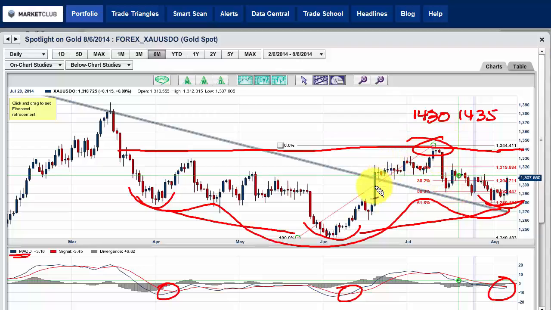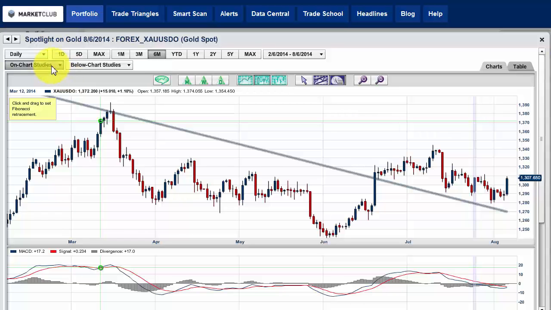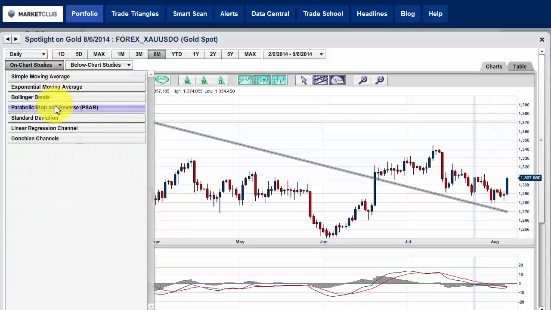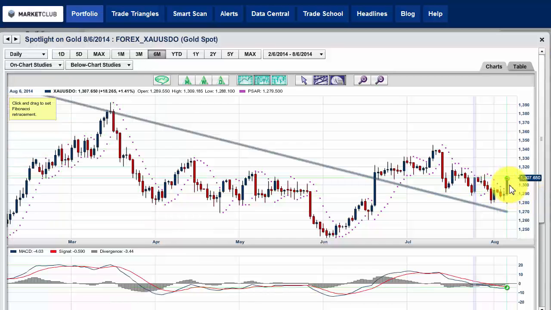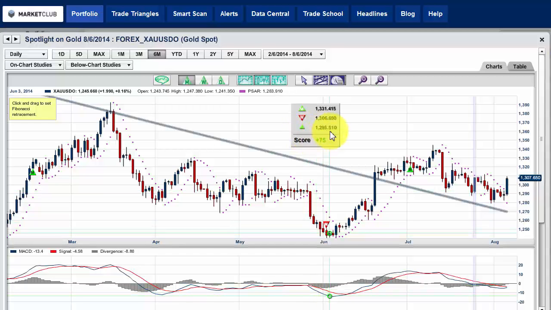So here's another technical indicator that gives a very short-term clue today. I'm going to be looking at our on-chart studies, and that's going to be the parabolic stop and reverse developed by Welles Wilder, PSAR. And you can see how the market just jumped over that level today and climbed to its best level in several days. Also, when we put our trade triangles on, two things stand out. One, the daily just turned positive, 1295. The weekly is still red, indicating the intermediate term trend is still negative or down, and the longer term trend is still green from 1331, meaning it's positive longer term.